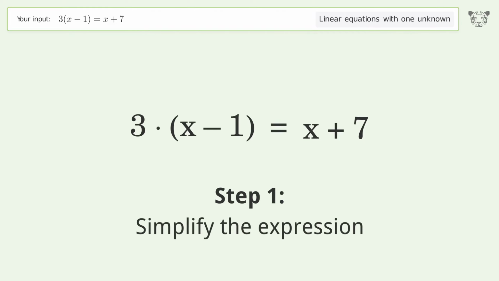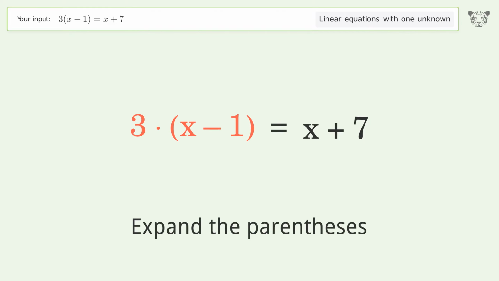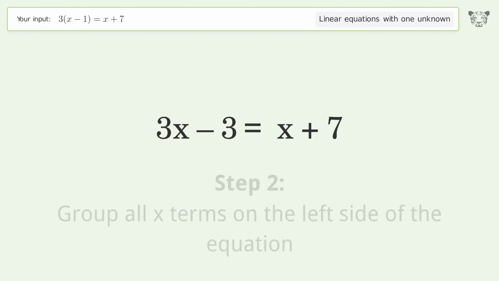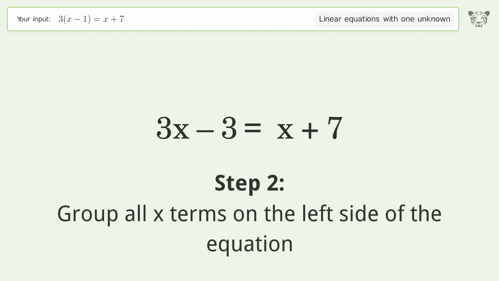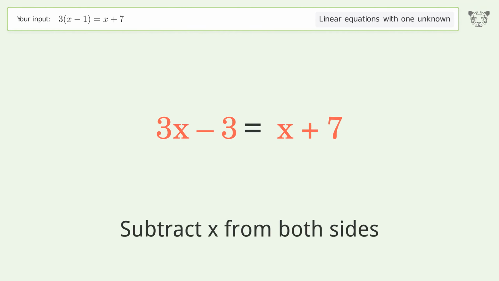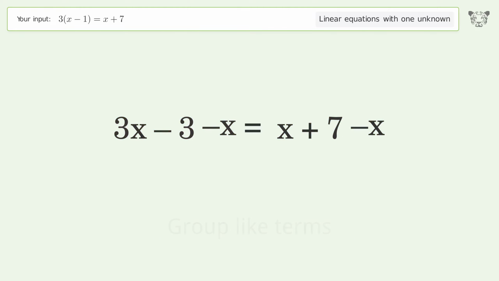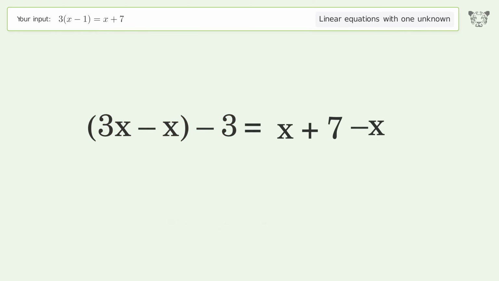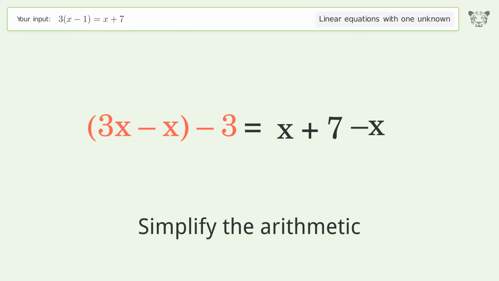Simplify the expression. Expand the parentheses. Simplify the arithmetic. Group all x terms on the left side of the equation. Subtract x from both sides. Group like terms. Simplify the arithmetic.